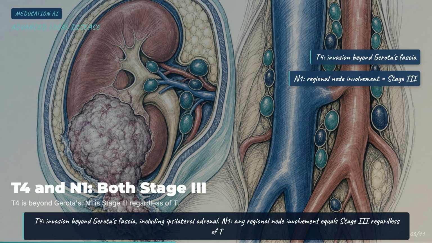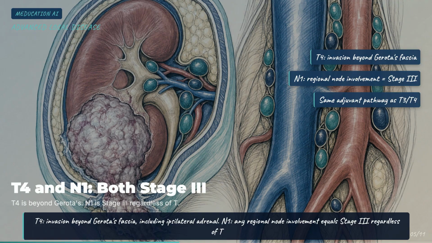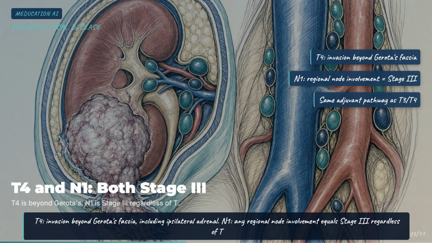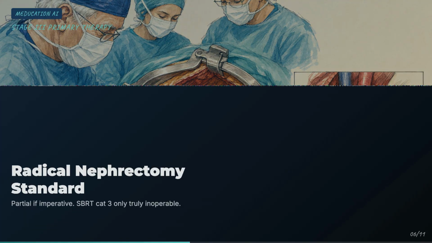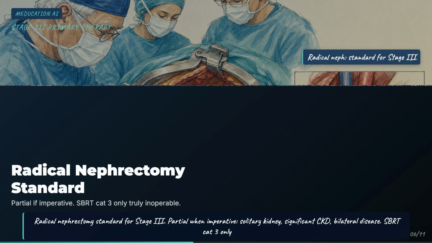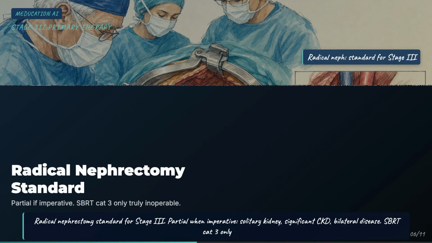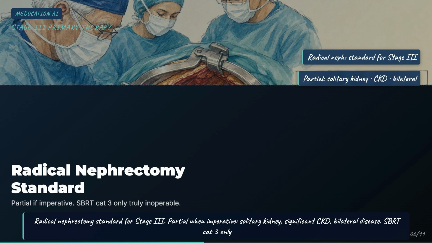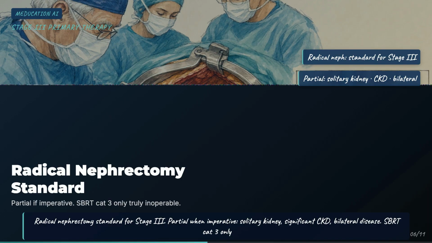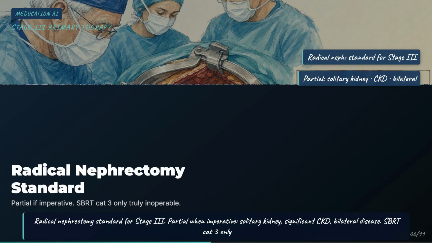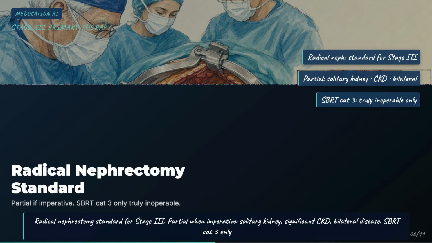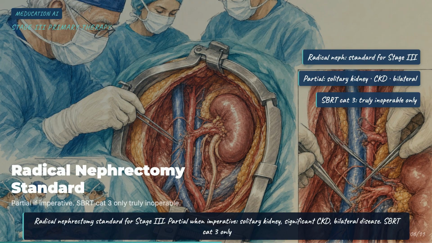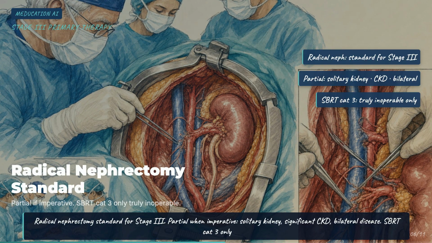T4 and T3b through T3c thrombus are surgically distinct challenges, but the staging designation is the same, and the adjuvant eligibility pathway is identical. For stage 3, radical nephrectomy is the standard primary treatment. Partial nephrectomy is an option when clinically indicated: a solitary kidney, significant chronic kidney disease, or bilateral tumors. SBRT for stage 3 remains category 3, reflecting limited consensus, and should be considered only for truly inoperable patients. The surgical goal is complete resection with no residual disease.